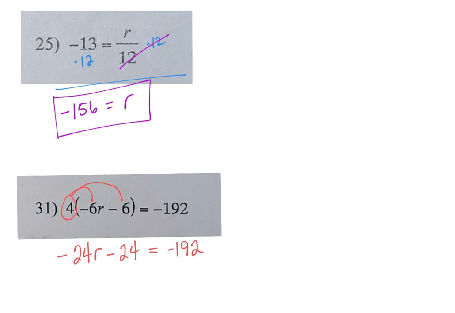What's my first step here? I'm subtracting the 24, so how do I get rid of it? Yep, add the 24. Pay attention to your positives and negatives. On the left-hand side, I still have negative 24r, but these are two different signs. Two different signs, you just subtract and keep the sign of the larger. So just do your subtraction here.